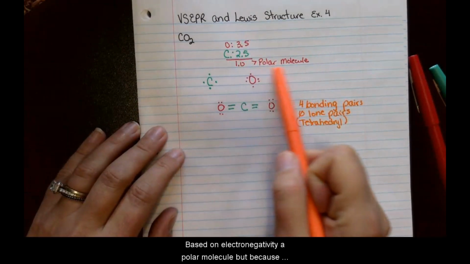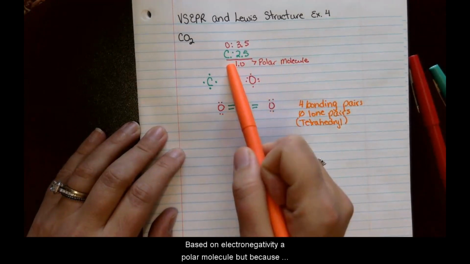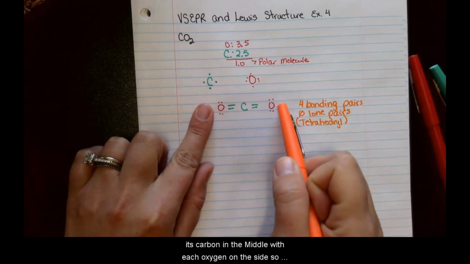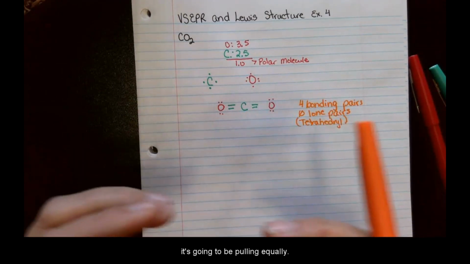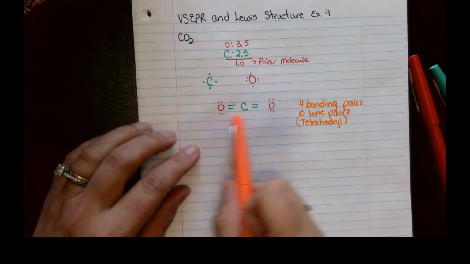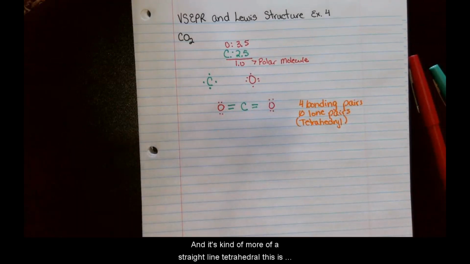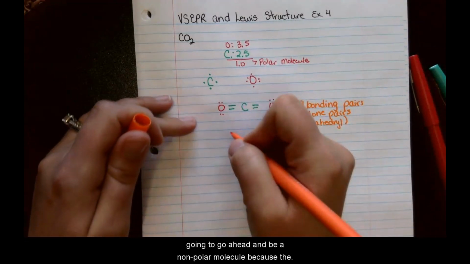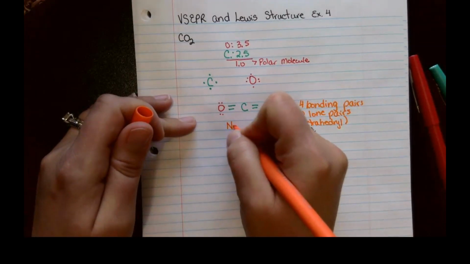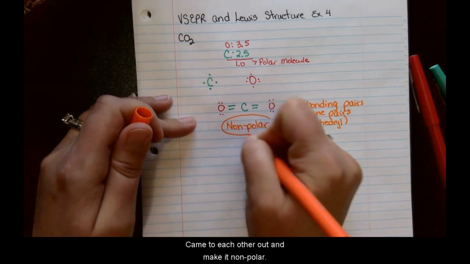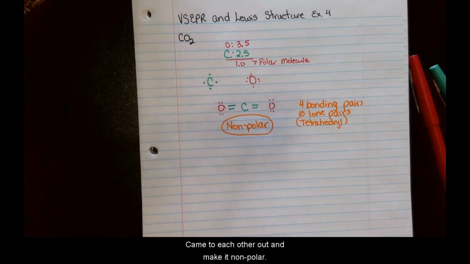Now, I was going to go in and draw the dipoles because remember, it's supposed to be a polar molecule based on electronegativity, but because it's carbon in the middle with each oxygen on the side, it's going to be pulling equally, and it's kind of more of a straight line than a tetrahedral. This is going to be a nonpolar molecule because the poles kind of cancel each other out and make it nonpolar.